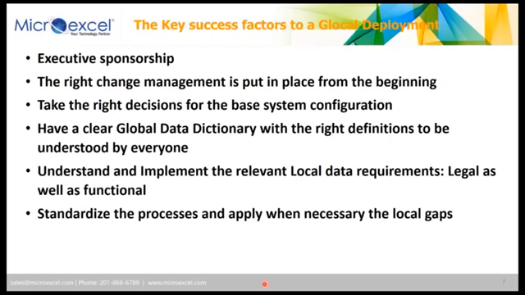It's also good to know it in advance and not go to the country and then ask the question at that stage. You should already be aware of what is specific to that country. And luckily with SuccessFactors, we will see it later, we have all that information already embedded within the system, where it takes care of the local requirements basically. The other part is really to standardize processes and basically apply when necessary the local gaps.